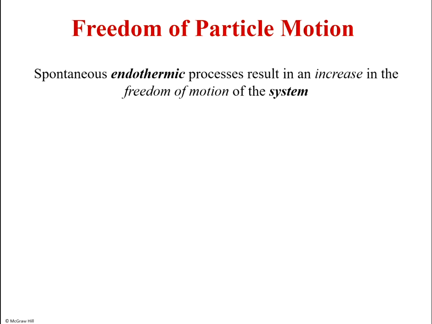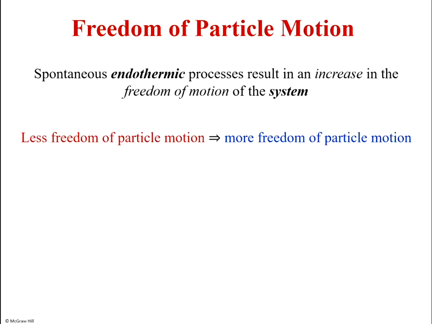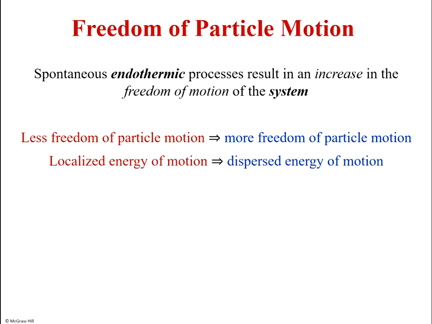This takes us towards a concept of what actually drives spontaneous endothermic processes. A spontaneous endothermic process results in an increase in the freedom of motion of the system. We're going to see in general that any spontaneous process will result in an increase in the freedom of motion of the universe. But for an endothermic process, we have to go from less freedom of particle motion to one where we have more freedom of motion. That would mean that we would have localized energy of motion in the reactants, and our products would have dispersed energy of motion.